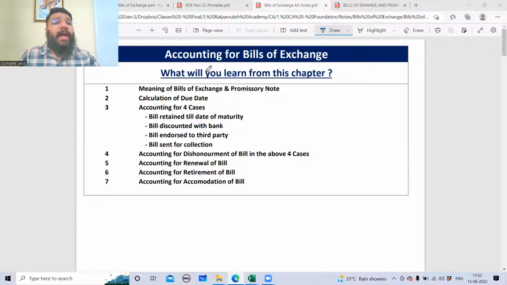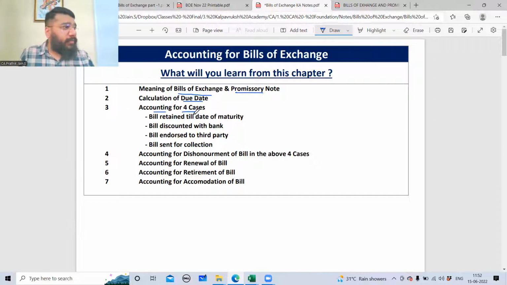So guys, the first chapter that we're going to discuss is accounting for bills of exchange, right? So guys, what will you learn from this chapter? In this chapter, you'll understand the meaning of bill of exchange and the meaning of promissory note. Second, we'll try and understand how we calculate the due dates. Now you may ask, sir, what due date? Why are we calculating? Everything you'll get to know when I start doing the practical questions.